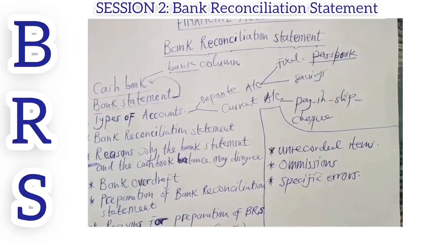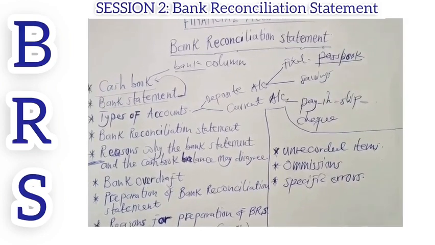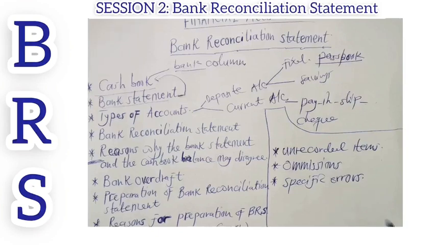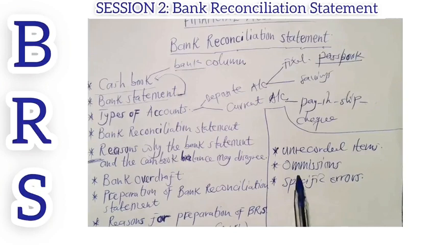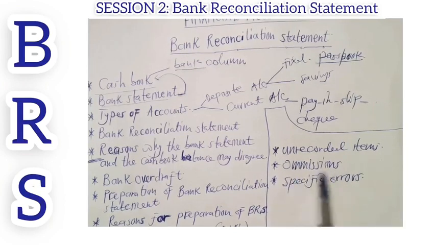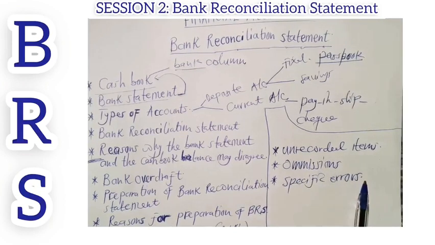And this is what we are saying. Generally, all the discrepancies that may arise between the cash book balance and the bank statement balance are basically errors. These three, the unrecorded items, the omissions, and the specific errors, are all generally errors. But we are able to classify these errors into subgroups: the unrecorded items, the omissions, and the specific errors.